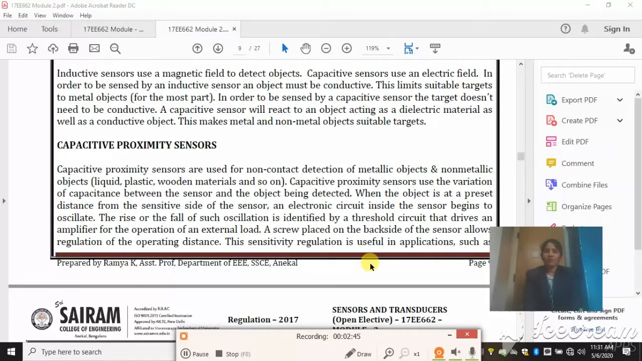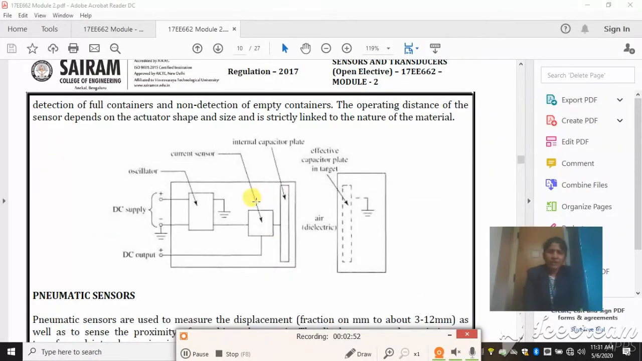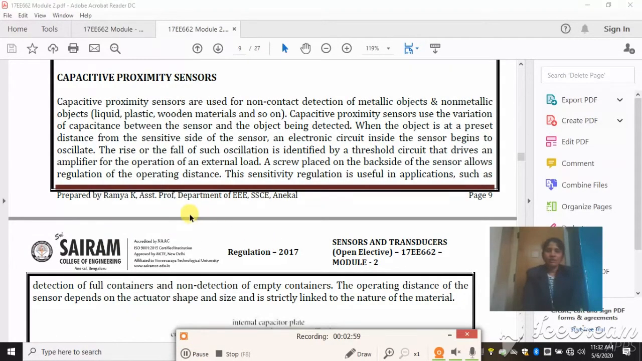So when the object is present from the sensitive side of the sensor, the electric circuit responds. Depending upon the distance, you have an oscillating circuit and a DC supply circuit. The capacitive proximity sensor senses both metallic objects as well as non-metallic objects without any physical contact. Normally the object is sensed by understanding the variation in capacitance at the output. So the variation of capacitance between the sensor and the detected object is what the capacitive proximity sensor is about.